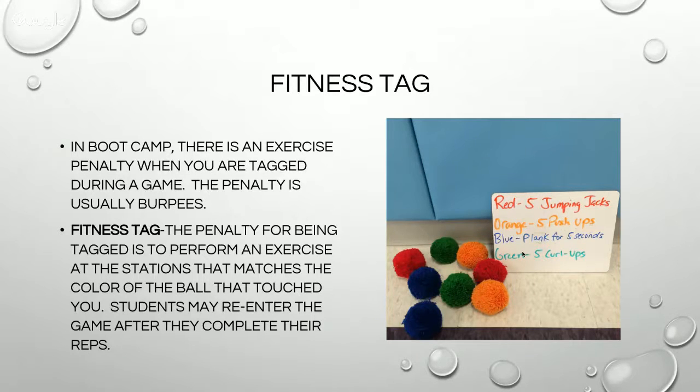You pick several students to be it. So the students that have the red ball, if they tag you while you're running, you have to go to an area, do 5 jumping jacks. If a student with the orange ball tags you, you have to go to an area, do 5 push-ups. Blue ball tags you, you have to hold a plank for 5 seconds. And if the green ball tags you, you have to do a curl up for 5 seconds.